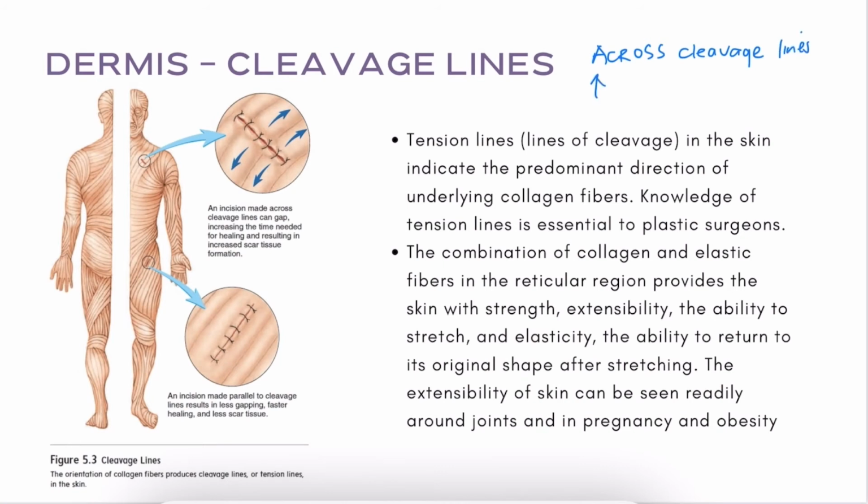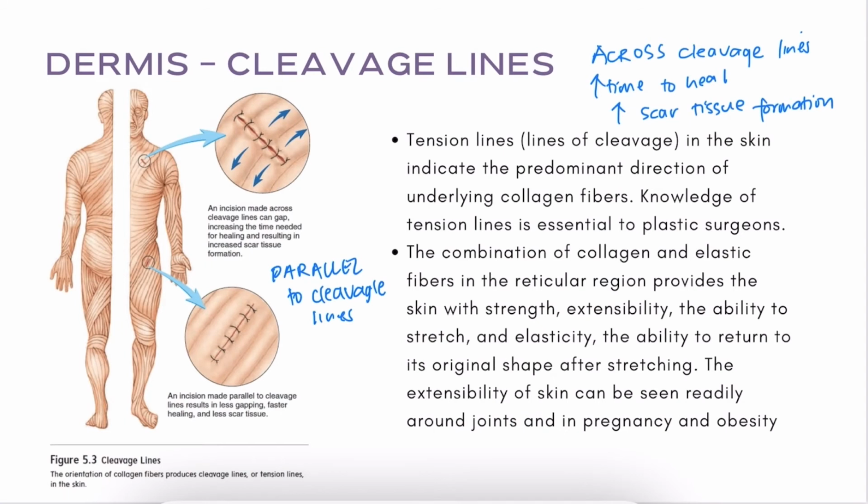A surgical incision made across the rows of fibers will disrupt the collagen, and the wound tends to gape open and heal in a broad, thick scar. The combination of collagen and elastic fibers in the reticular region provides the skin with strength, extensibility, the ability to stretch, and elasticity, the ability to return to original shape after stretching. The extensibility of skin can be seen readily around joints and in pregnancy and obesity.